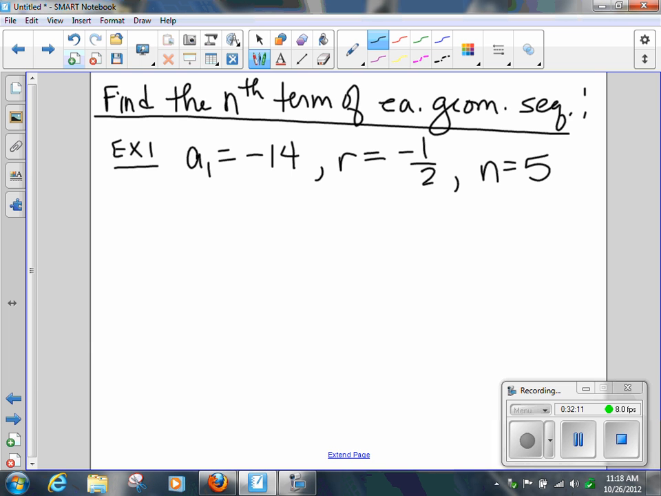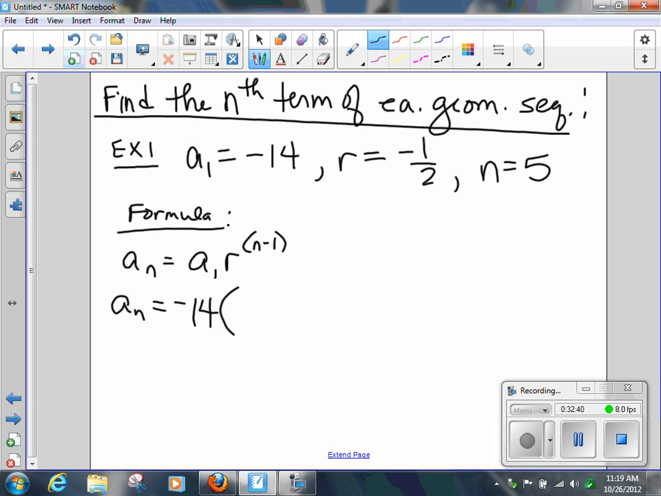Let's go with the formula. A sub n is equal to A sub 1 times R to the n minus 1. Where do I plug this? What goes where? A sub n is what I'm solving for, right? A sub 1 is what? -4 times R, which is -1/2, raised to the what? 5 minus 1.